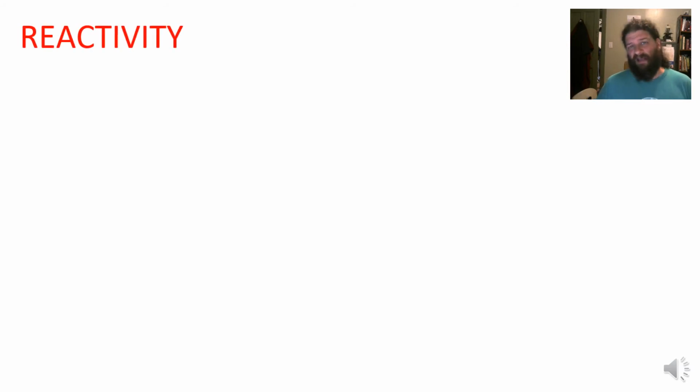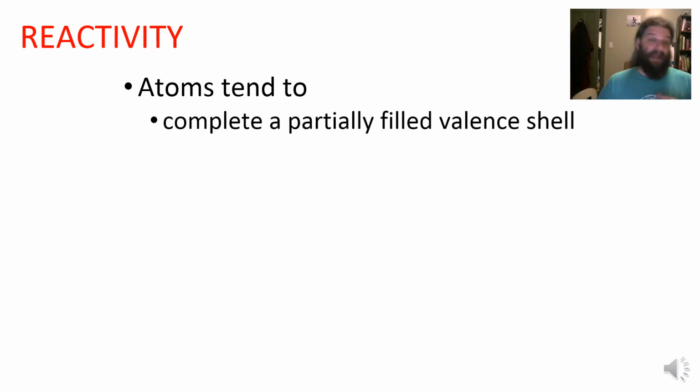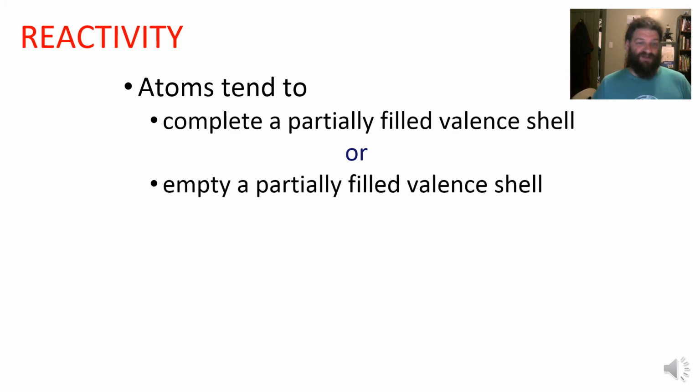All of these characteristics and interactions between the different elements brings us to this idea of reactivity. How willing, how likely is a particular atom going to engage in activity? And I'm sort of anthropomorphizing there with the words that I'm using, so be careful. They're not thinking about this. Atoms tend to want to follow that octet rule. They want to have a full valence shell on the outside. And they're going to do this either by filling a partially filled valence shell or emptying a partially filled valence shell in order to complete it.